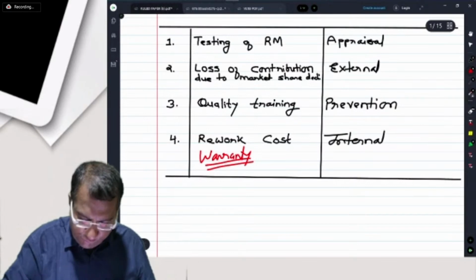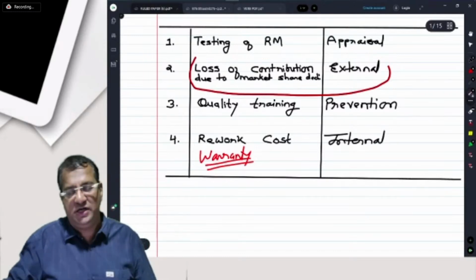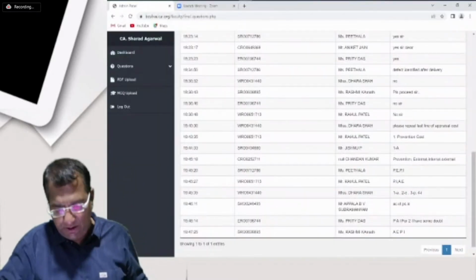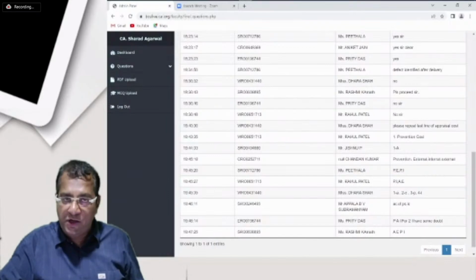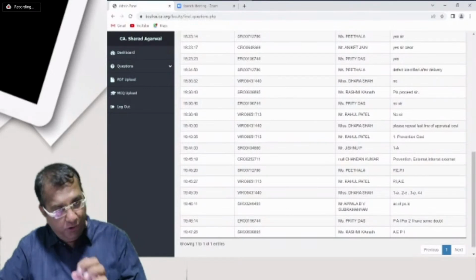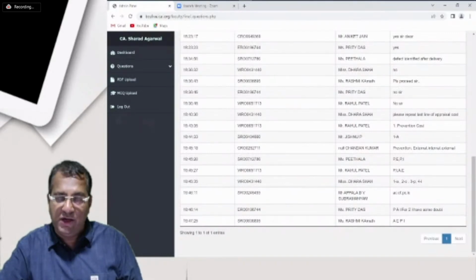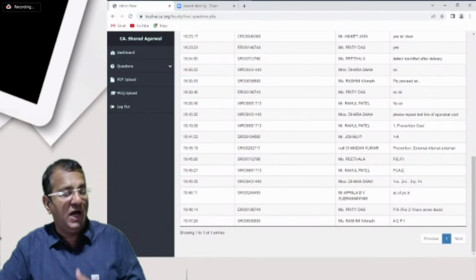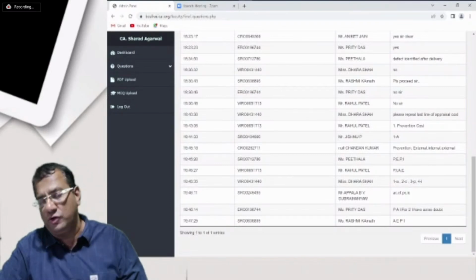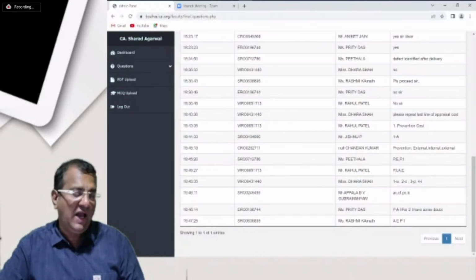Okay. Now, this point is very, very important. Loss of contribution due to decline in market share is known as external failure cost. Can any one student provide me the logic, beta? Why is loss of contribution due to decline in market share covered under external failure cost? Logic required. Undoubtedly, it's an external failure cost. I don't require confirmation of that. I require the logic. Why have I categorized loss of contribution due to decline in market share as external failure cost? Just think about it, beta. It's a superb logic why loss of contribution will be covered in external failure cost.